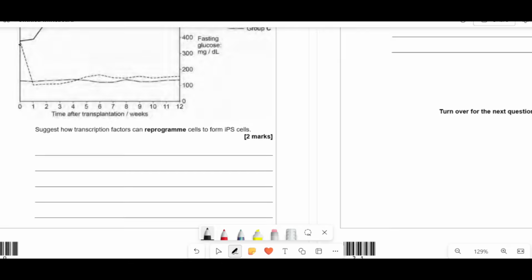It says here, suggest how transcription factors can reprogram cells to form IPS cells. You can't just say genes are expressed, inhibited, switched on or off. You need to say how this will lead to them being switched on or off. So transcription factors are things that can bind to DNA promoter regions on the DNA. So it's a sequence that says, hey, let's get going. And they can either stimulate or inhibit RNA polymerase. So these transcription factors can bind, I'm going to just do the stimulate one. So they bind to a promoter region on DNA. And well, they can stimulate or inhibit transcription.